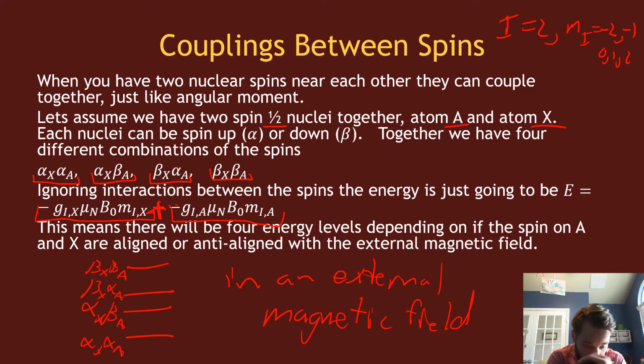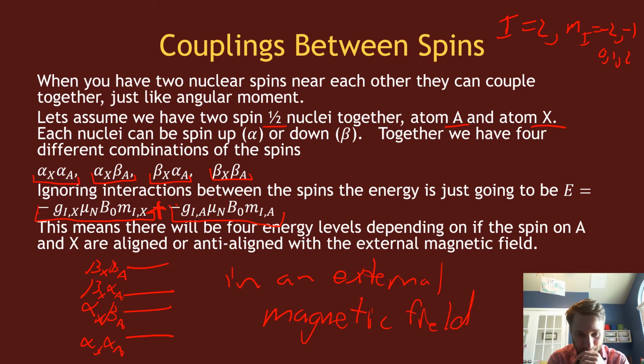Now I drew four distinct levels because I'm assuming A and X are different. If A and X are the same, then this reduces down to just three distinct energy levels. So it depends if A and X are the same or not. But assuming they're not, then they have four unique energy levels in an external magnetic field. This is assuming there's no coupling, no interaction between these spins, which we're going to add in just a minute.